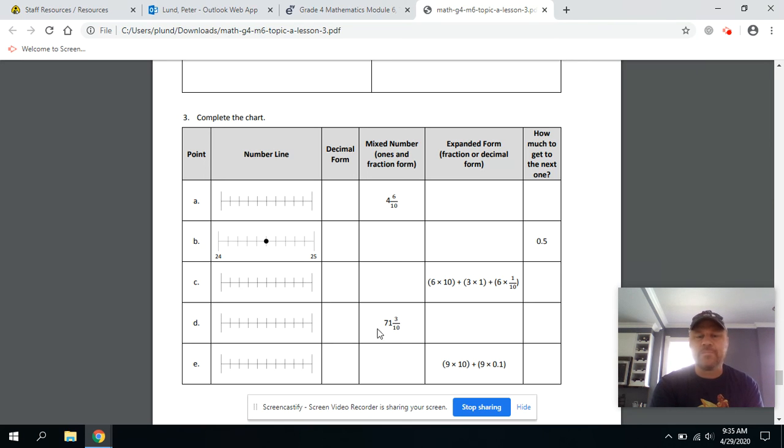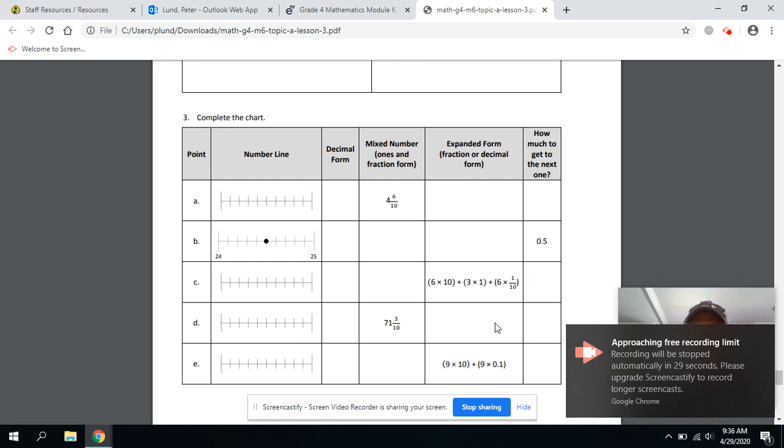Over here to the expanded form. Now we have a digit in the tens place, which is the 7 tens. So we would say, in parentheses, 7 times 10, 70, right? Plus 1 times 1, because there's only 1 in the ones place, plus 3 times 1 tenth. So it kind of looks like this one here.